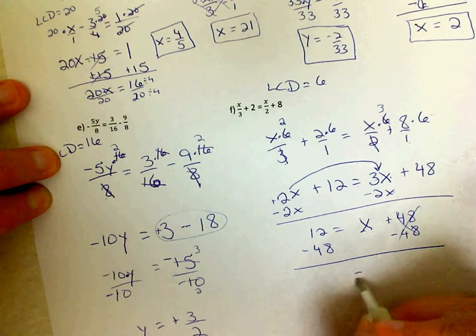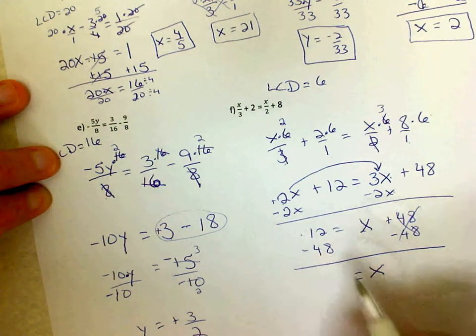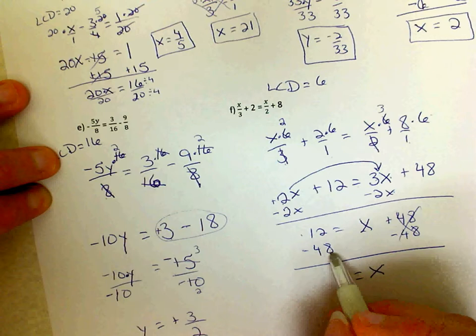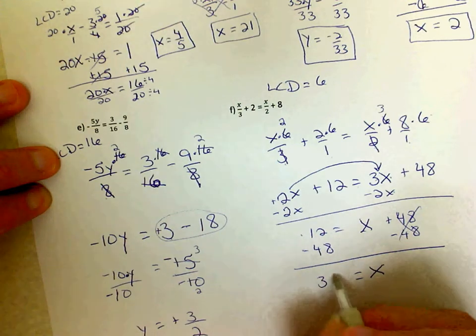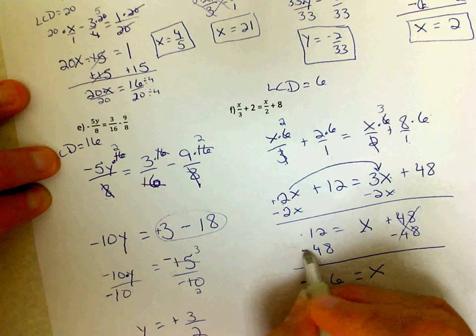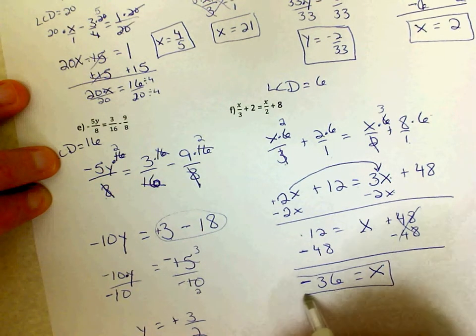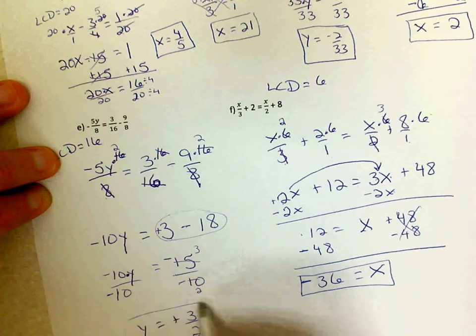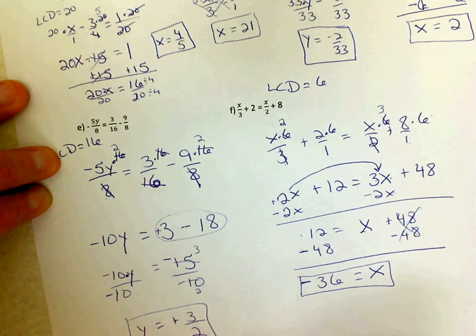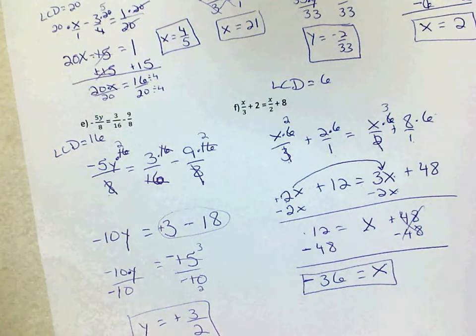X is equal to opposite signs, so I have to subtract them. 48 minus 12 is 36. And 48 is bigger than 12, so we keep the sign of 48. Question? If not, enjoy chapter 4, or actually enjoy going to chapters 5 and 6.